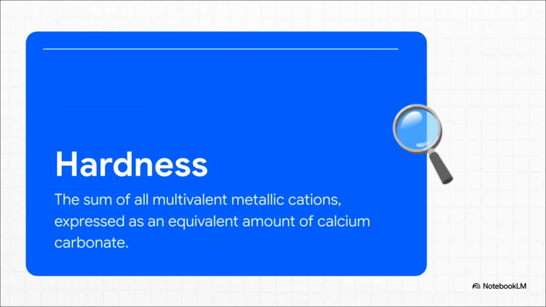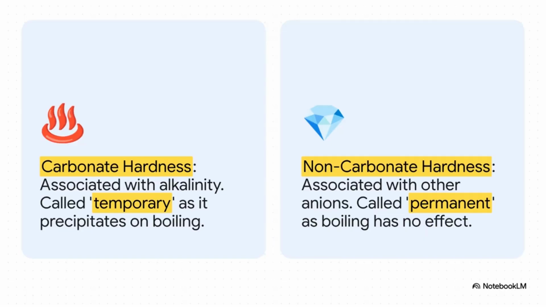If you've ever wondered why your soap won't lather up or why you get that white, chalky buildup in your kettle or shower head, the answer is hardness. It's caused primarily by dissolved calcium and magnesium ions. We measure the total effect of these ions and report it as one number, expressed as an equivalent amount of calcium carbonate. Now, hardness actually comes in 2 flavors.